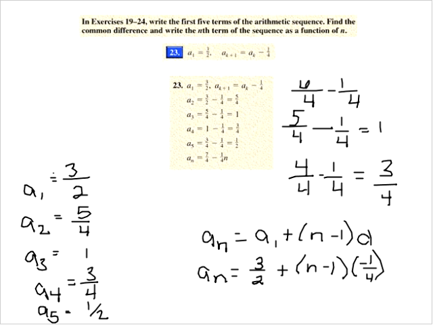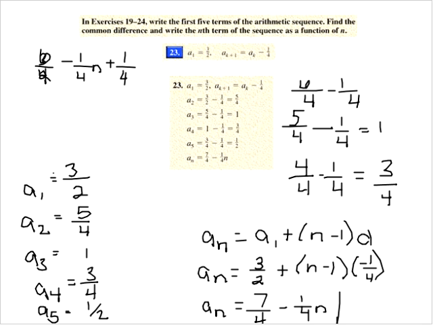When I distribute this and then combine like terms, I have 3/2 minus 1/4 n plus 1/4. So 3/2 is the same thing as 6/4. So 6 plus 1 is 7/4 minus 1/4 n. So that is the nth term of the sequence. That's what we can write that as.